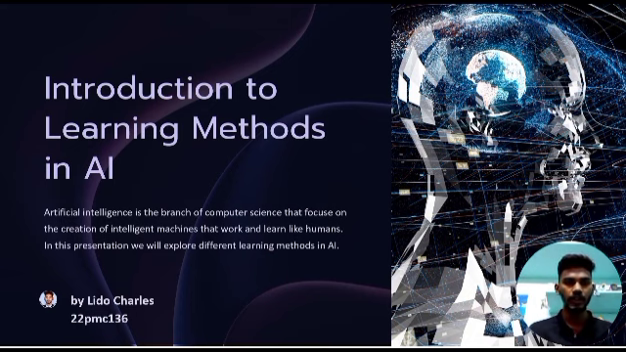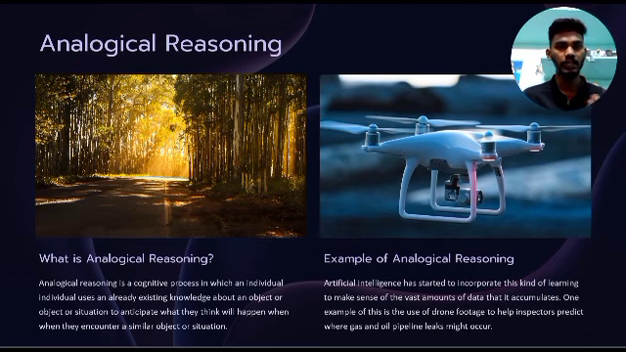Okay, we can see the first one, analogical reasoning. Analogical reasoning is a cognitive process in which individuals use already existing knowledge about an object or situation to anticipate what they think will happen when they encounter a similar object or situation. Okay, we can see one example of analogical reasoning.